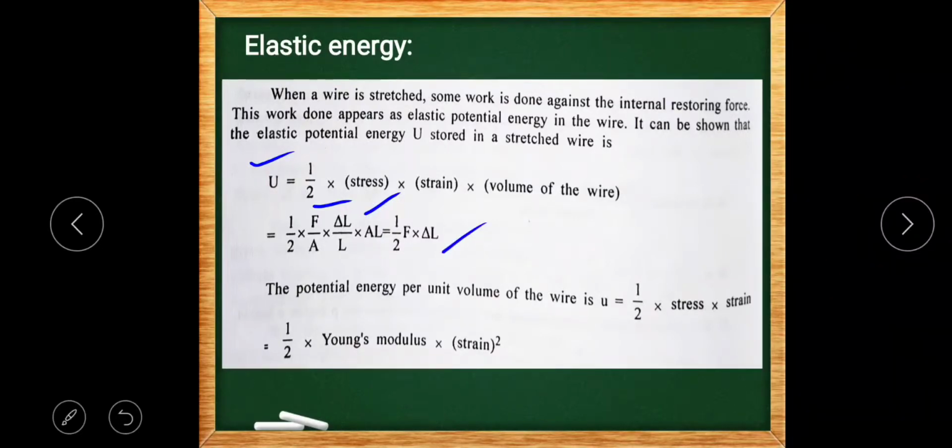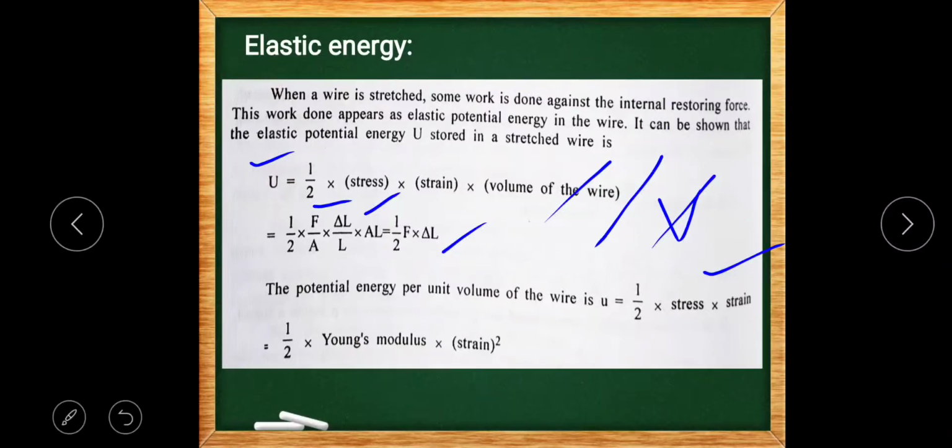The potential energy per unit volume of the wire is written as this whole term divided by volume V. As you know, volume V equals A into L. So this volume and this volume get cancelled, and we are left with 1 by 2 stress into strain.